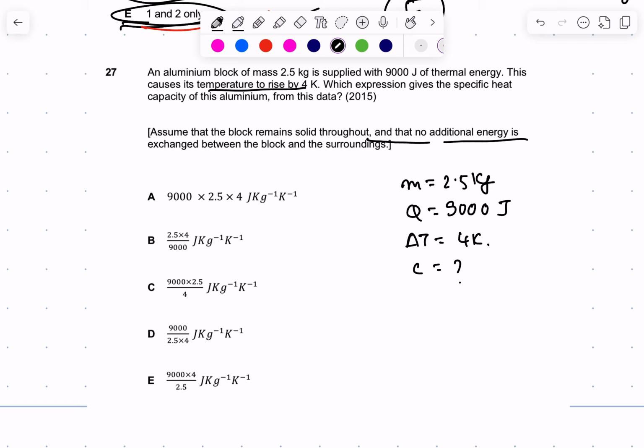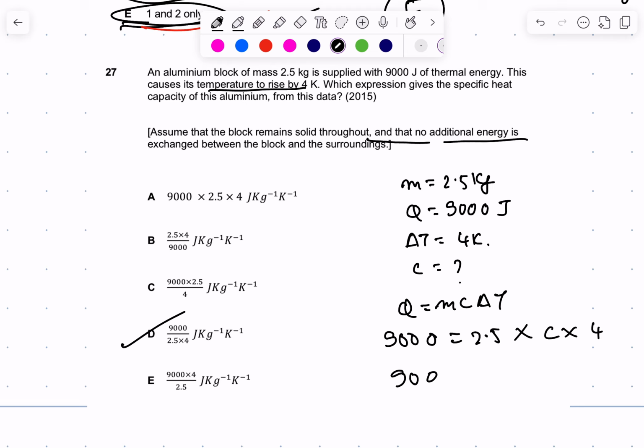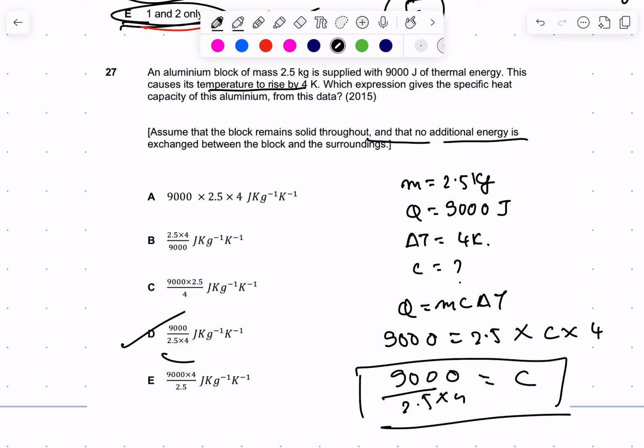A, B, C, D, E. Alpha, beta, I don't know how to say theta. Then I think delta. Yes, you're right. It's D. It's very simple, right? Q is equal to mc delta T. Q is given 9,000. m is given 2.5. c we have to calculate, T is 4. So 9,000 upon 2.5 into 4 is your c. So the answer is D.